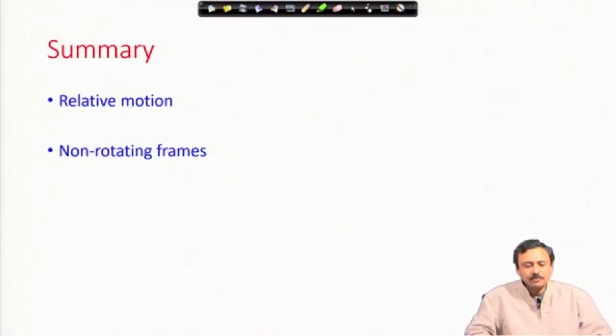This is the summary of what we have discussed. We have discussed relative motion in non-rotating frames, and this is where I will close this lecture.